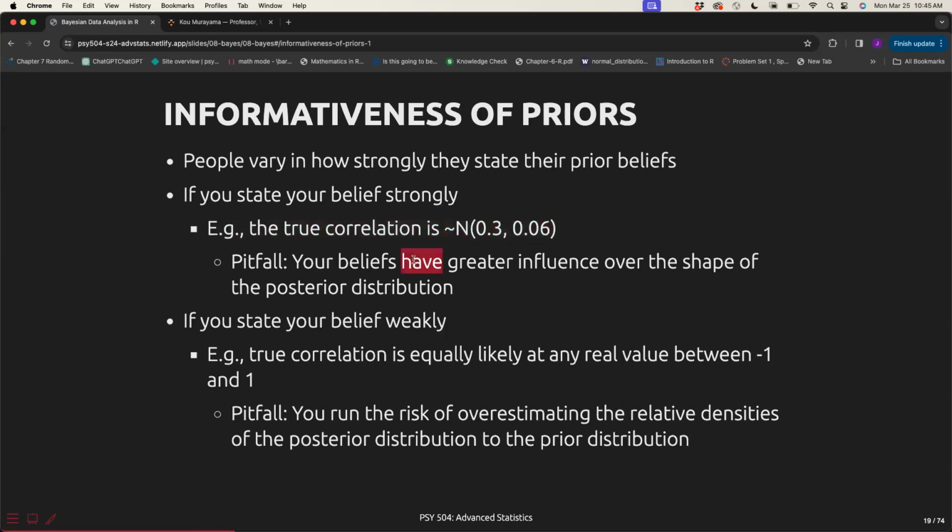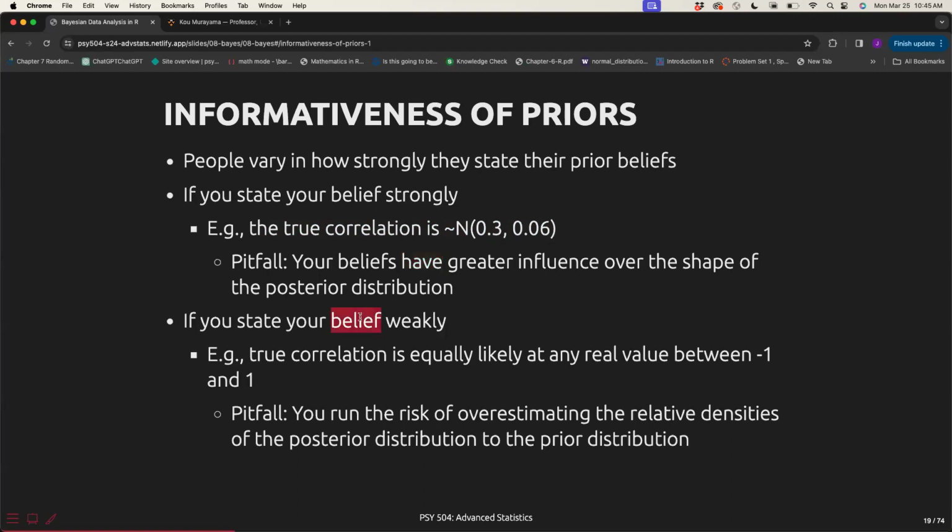The downfall to that is that if you state something very strongly, then that's going to have greater influence over your posterior distribution. But as Alex and Ham already went over, if you have lots and lots and lots of data, the prior doesn't really matter that much. But it does matter if you have a small amount of data, right? If you have a small sample size, then the choice of your prior actually matters a lot.